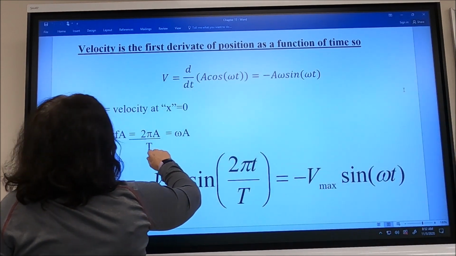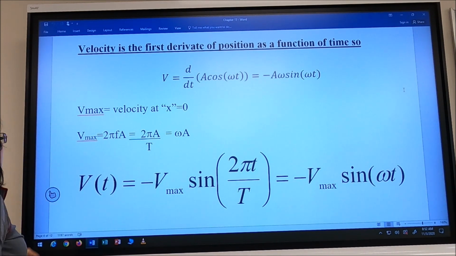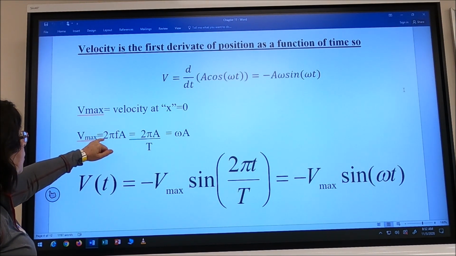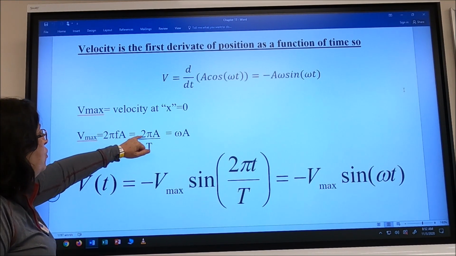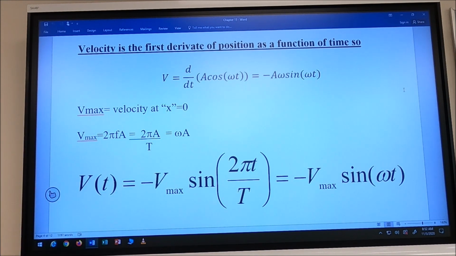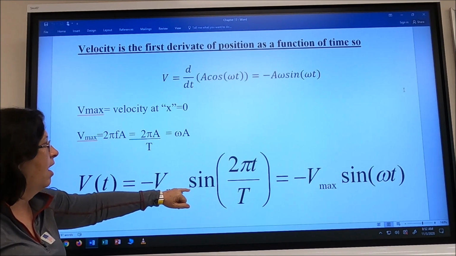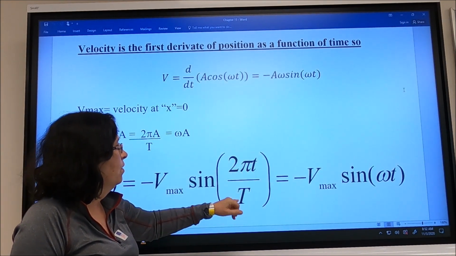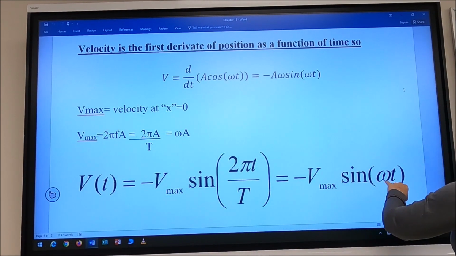So Vmax, the velocity at time 0, is pi f A, or 2 pi A over T, or omega A. Okay? So velocity as a function of time is equal to minus Vmax sine 2 pi t over the period, or minus Vmax sine omega t.